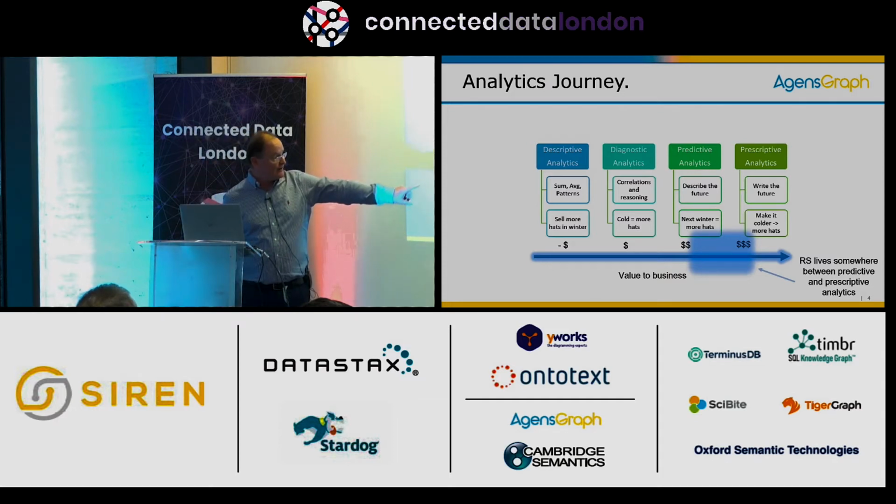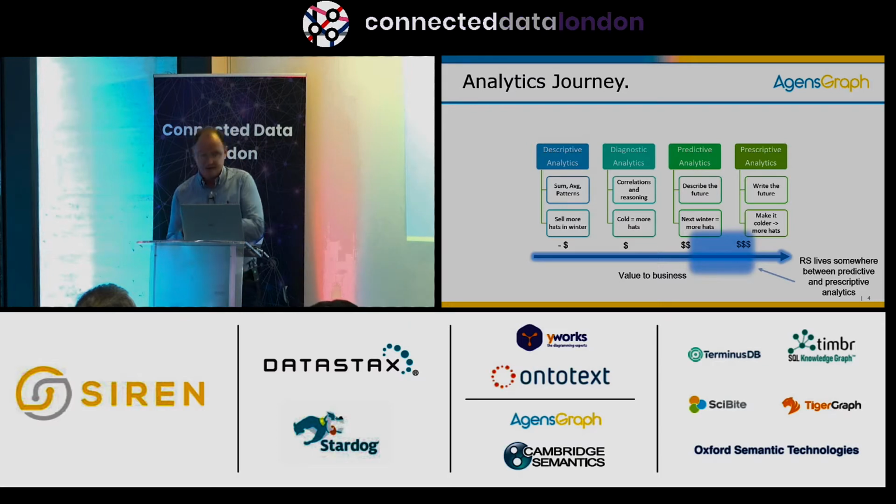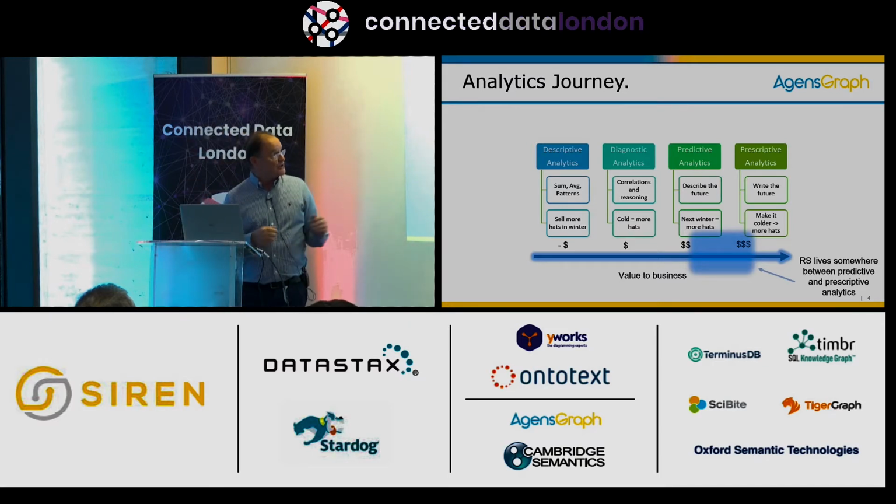So we're somewhere in this blue box. We're somewhere between predictive analytics, because a recommendation will tell you what people are likely to like or find relevant, right into prescriptive, because by offering them what they might like, they will buy as well. So you're really writing the future.